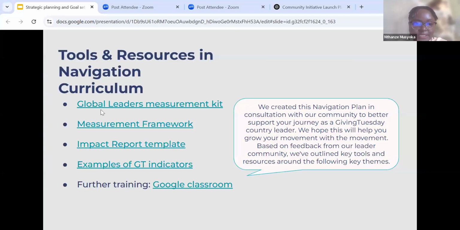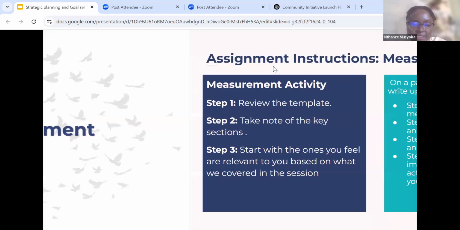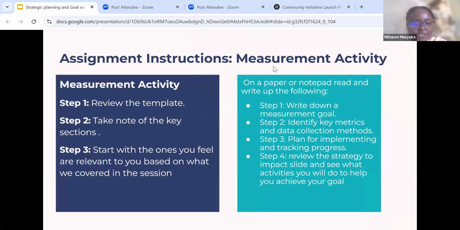There's a template, there's the impact, there's the measurement framework. That's where your assignment will be. Basically, you'll have time to review the template, take note of the key sections, and start with the ones that you think are relevant to you. Based on what we've covered, write down your measurement goal, write down your indicators, plan for how you can track and measure your indicators, review the strategy impact slides, and then see what activities you can do.